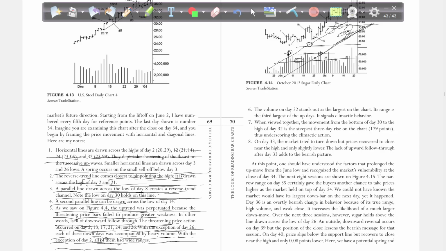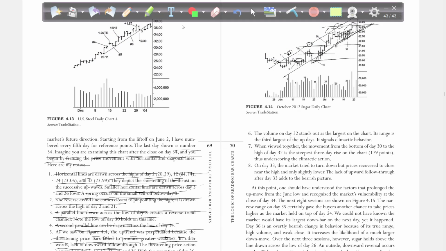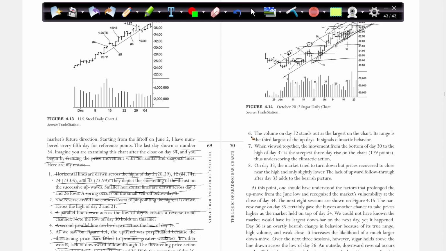Each of these down days was accompanied by heavy volume, with the exception of day 2. All of them had wide ranges. Now the volume on day 32 stands out as the largest volume on the chart. Its range is the third largest of the up days. It signals climactic behavior.